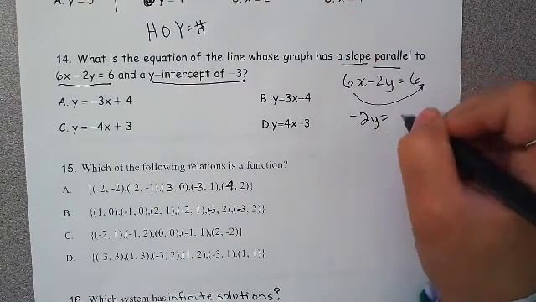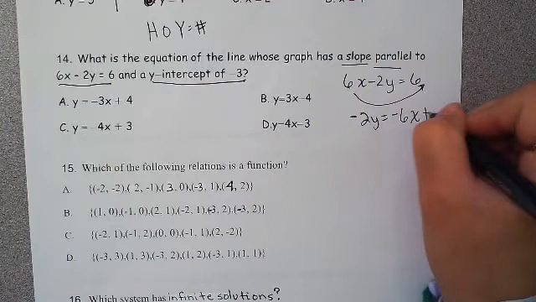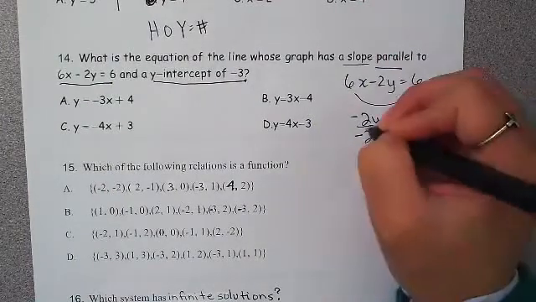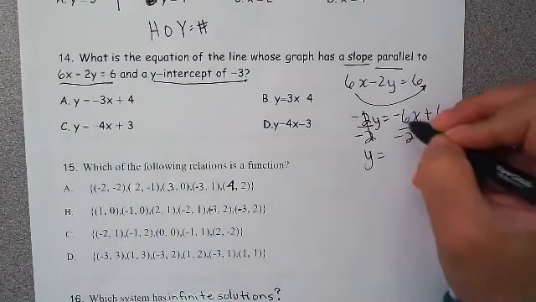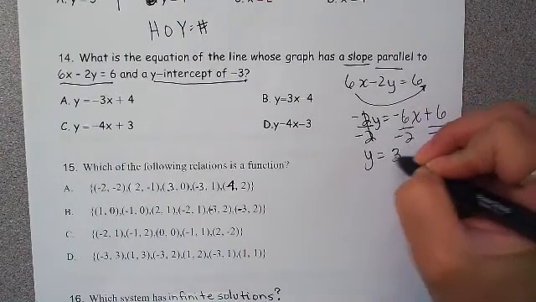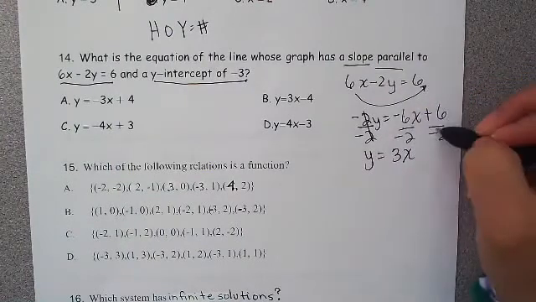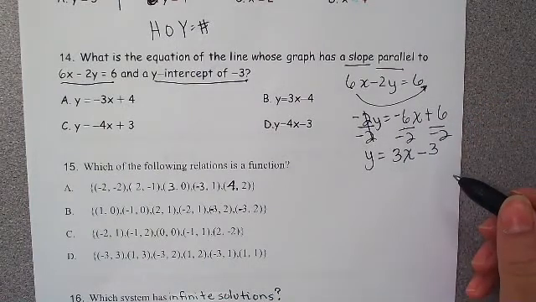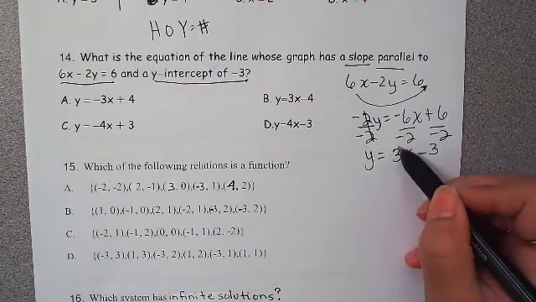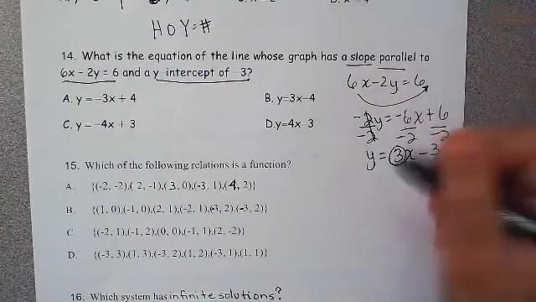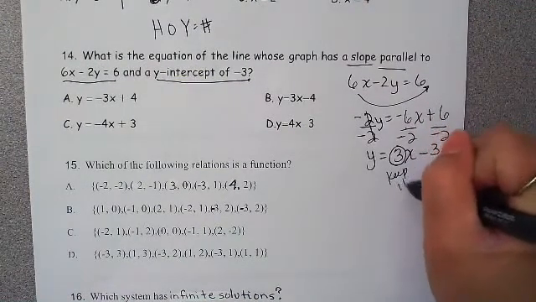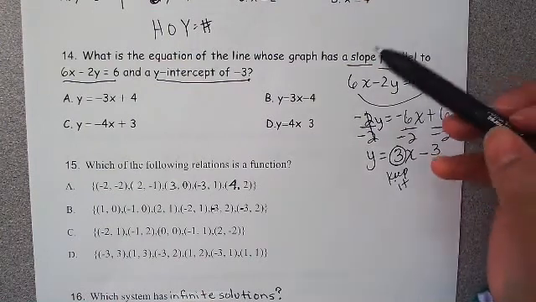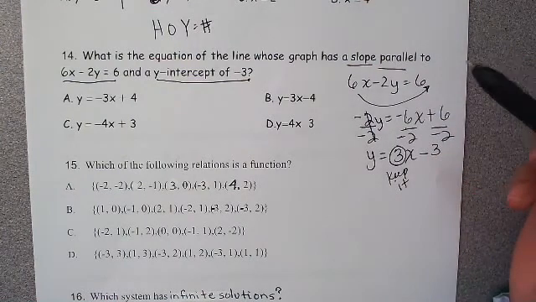You're going to end up with -2y is equal to, now this guy's negative, and you still have your 6. Divided by -2, divided by -2, divided by -2. Y equals -6 divided by -2 is +3x. +6 divided by -2 is -3. Okay, so I take the slope. Parallel means keep it. So I'm looking for an equation that has the same slope.